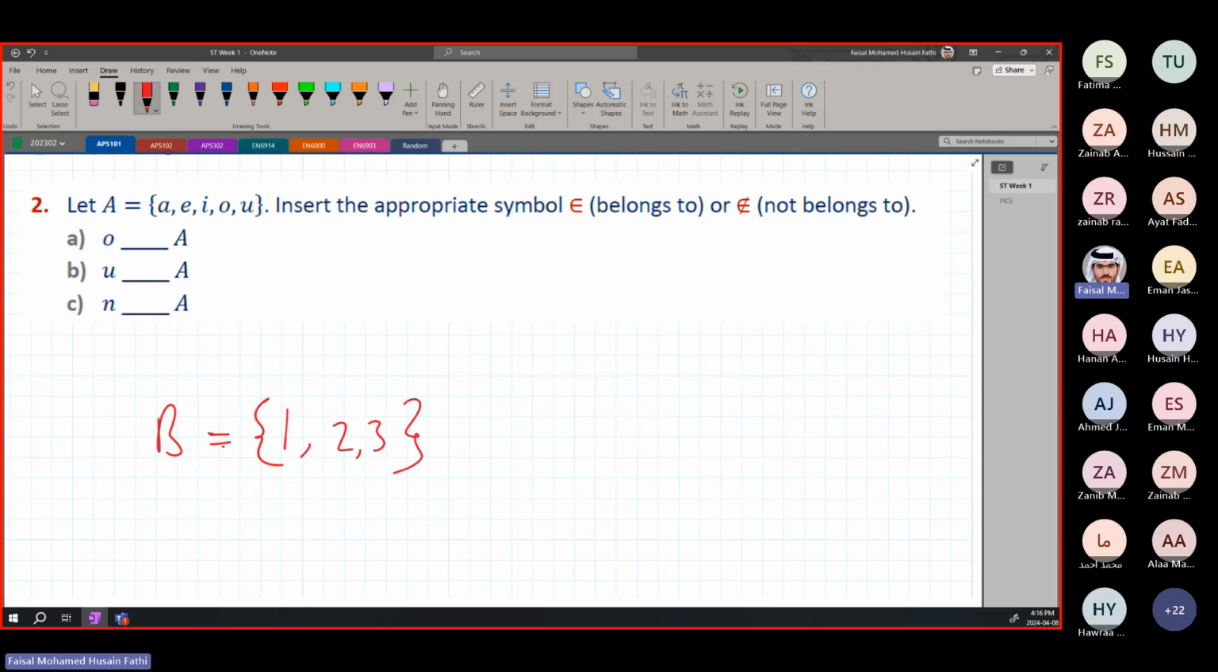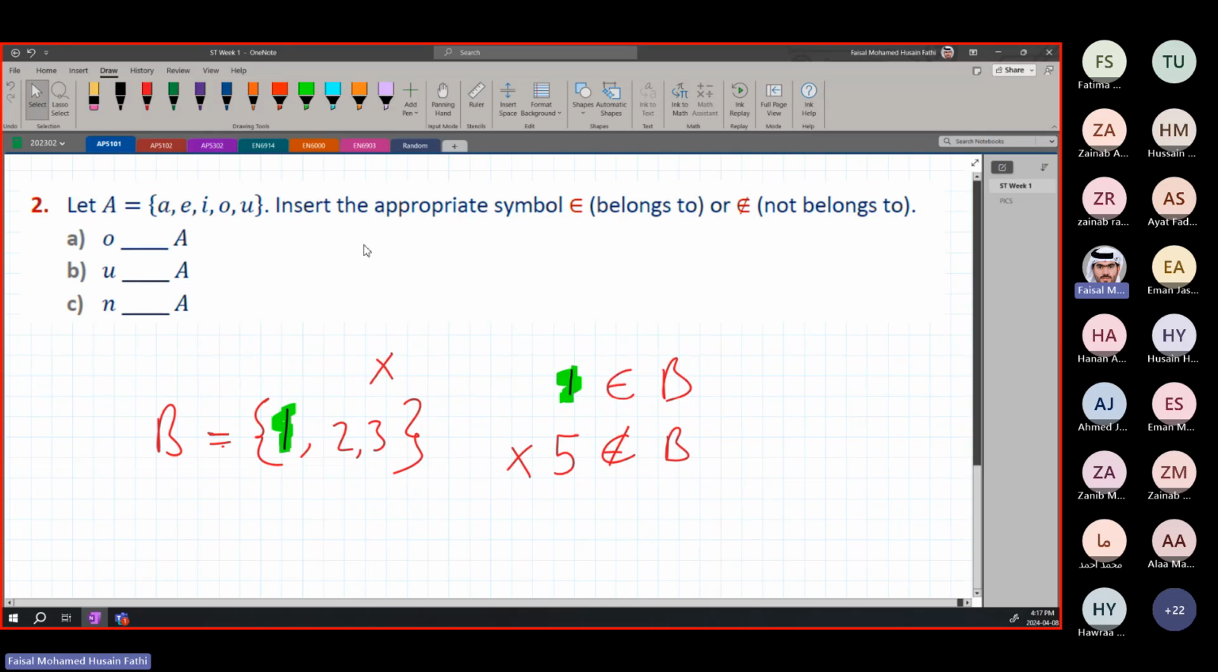So we can use, let's say, the number 1. The number 1 belongs in the set B. We can say it this way. This is what this means. The number 5 does not belong in set B. Why? Because here 1 exists, but the 5 does not exist in the set. All right? So this is how you would use the belongs to symbol, the E symbol, in this case.